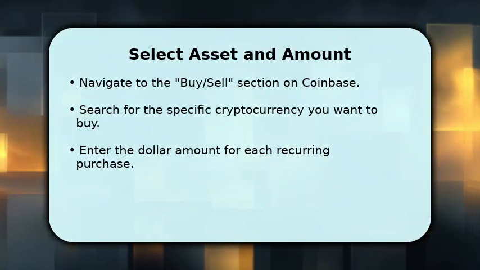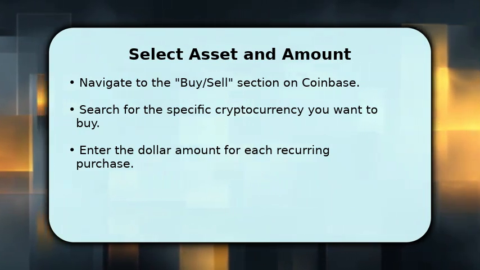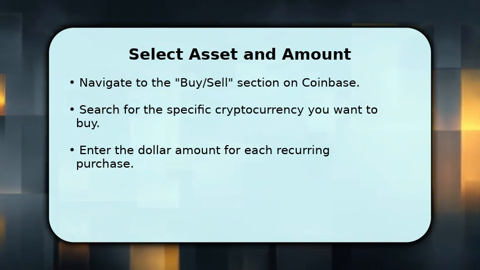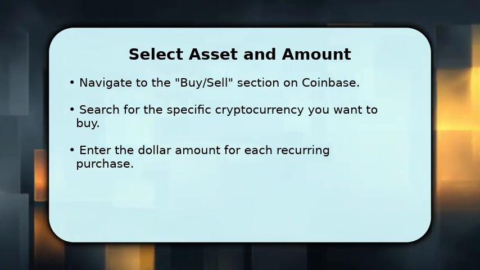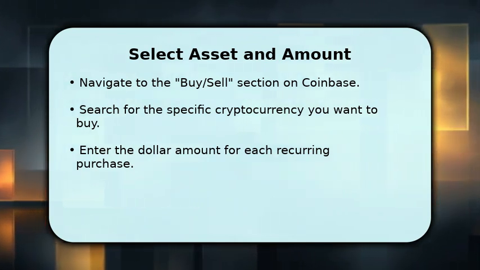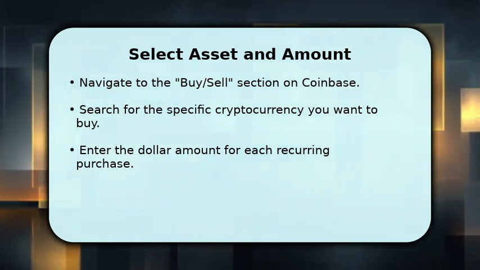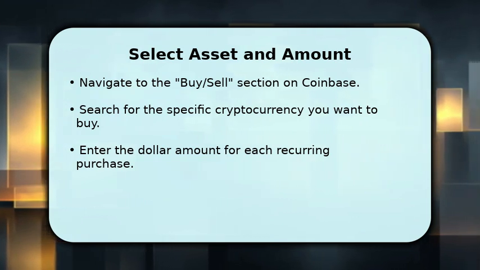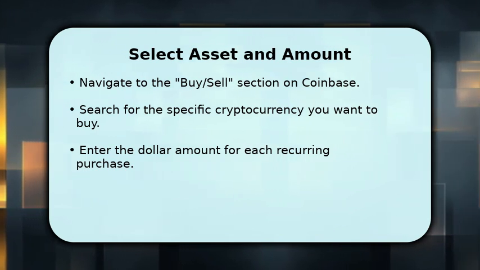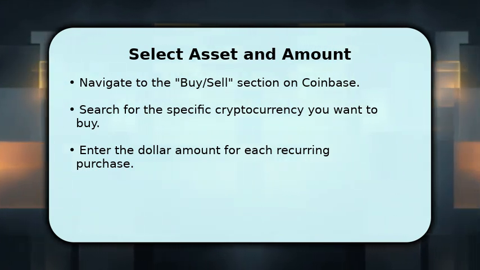First, open your Coinbase app or visit the website and find the buy/sell option. Here, you can browse or search for the cryptocurrency you wish to invest in, such as Bitcoin or Ethereum. Once selected, you'll specify the exact dollar amount you want to purchase with each recurring transaction. For example, you might choose to buy $50 worth of Bitcoin.